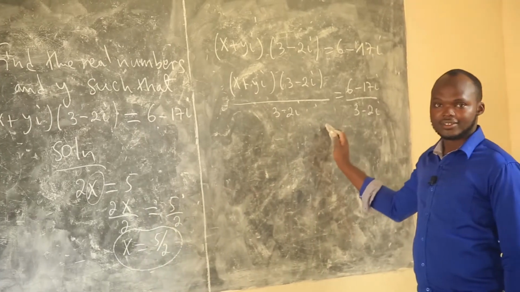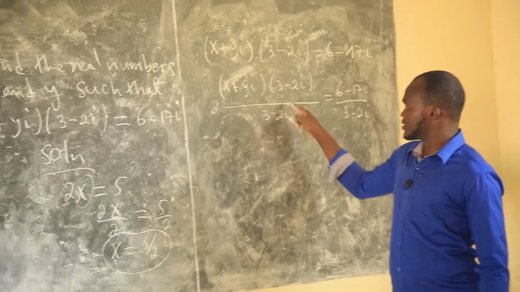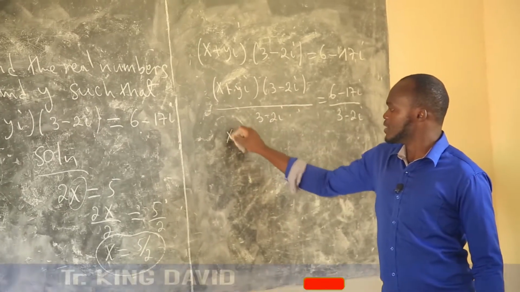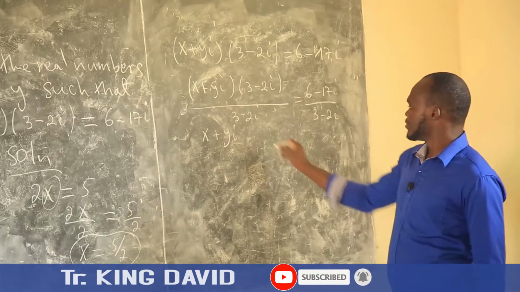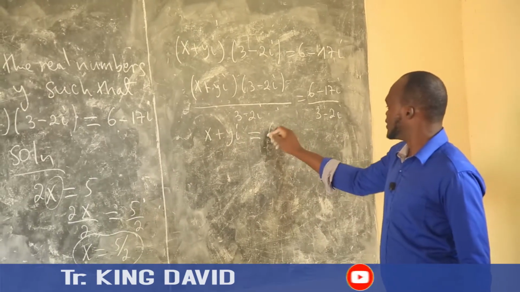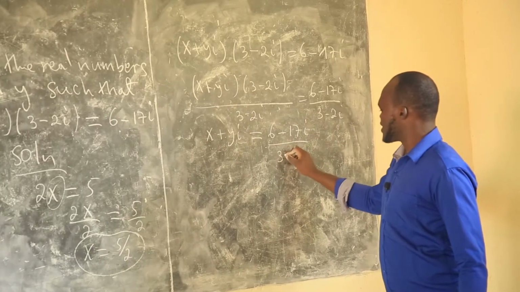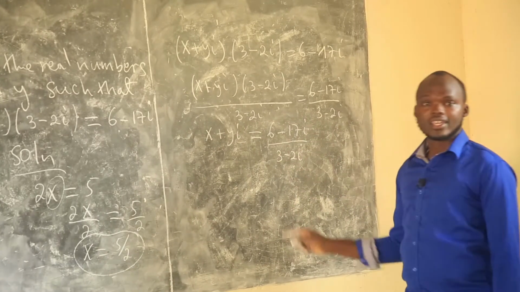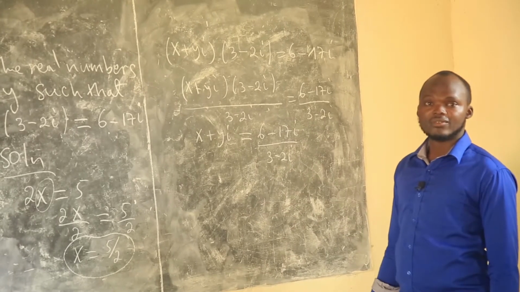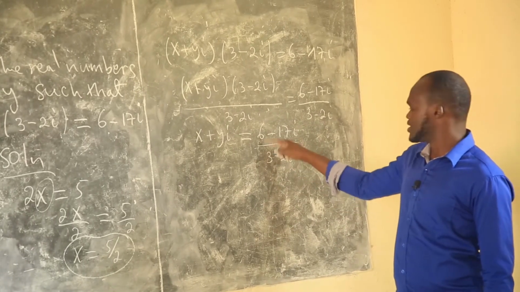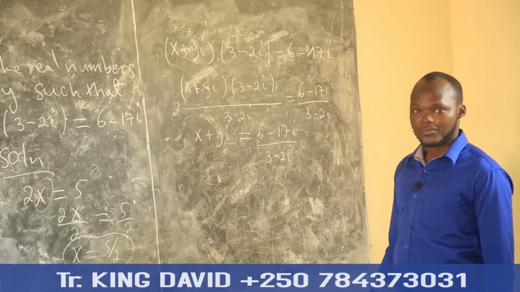Are we together here? Yes. So now, this cancels with that one. We remain with x plus yi equal to (6 minus 17i) divided by (3 minus 2i). So now here, what are we going to do? We're going to apply division, because this is division. So we're going to express this in algebraic form.